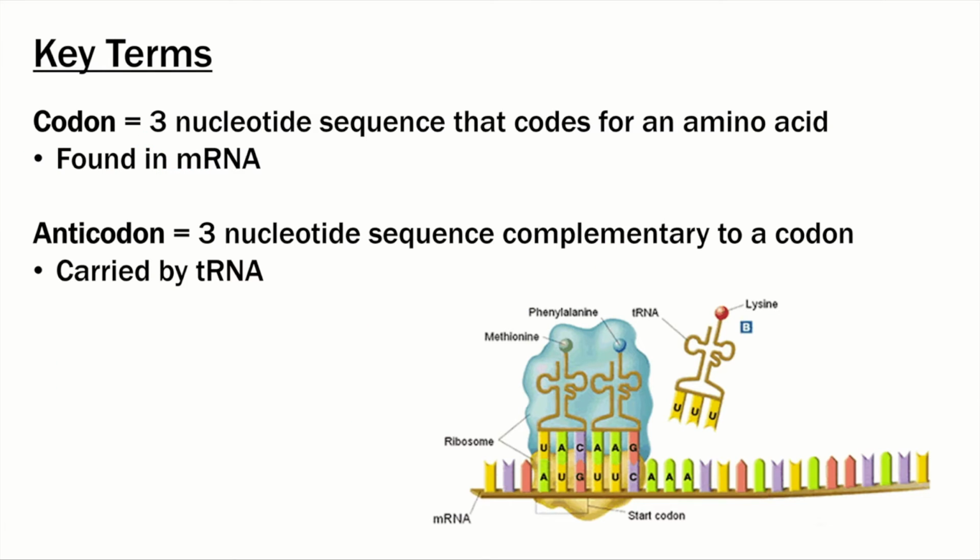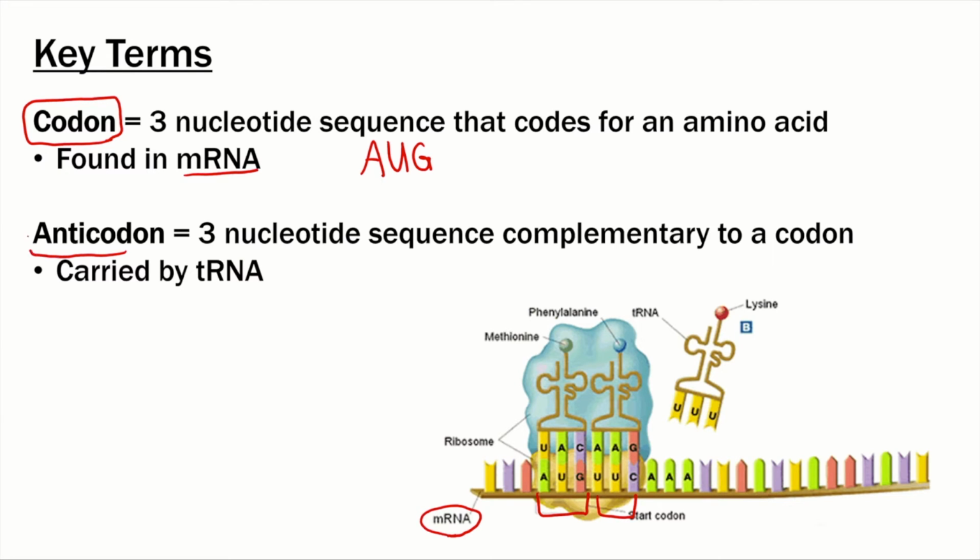Now before we jump into the steps of translation, I want you guys to be familiar with a couple words here. Our first is a codon. This is going to be a 3-nucleotide sequence that will code for an amino acid. And this is going to be part of our mRNA. So if we look down here, we see our mRNA strand. And we can see these 3-letter sequences here. So we'll use the example of AUG. And this is actually the start codon for translation.